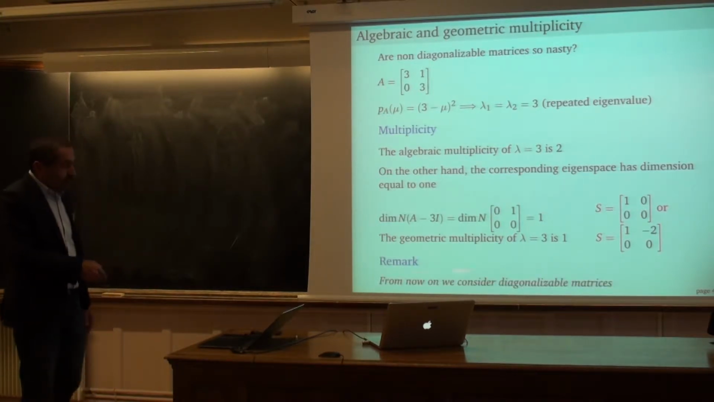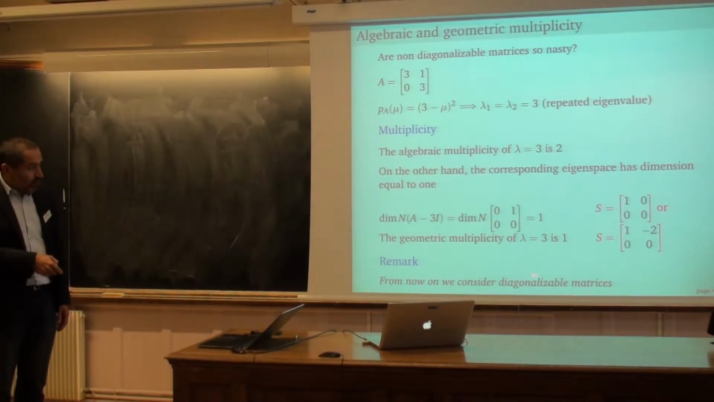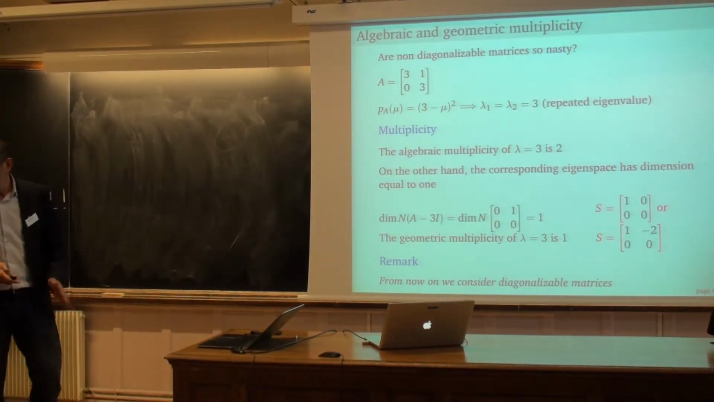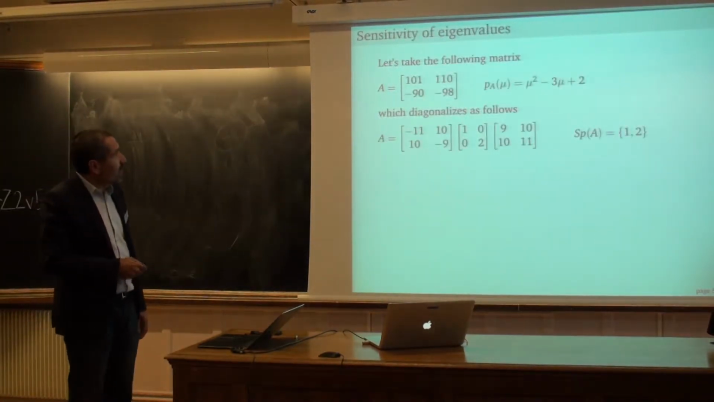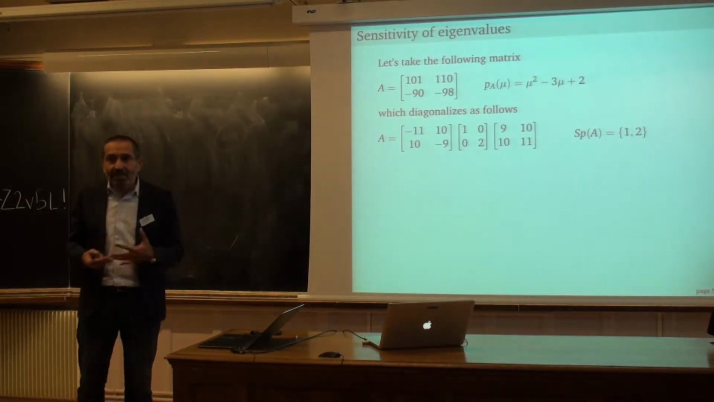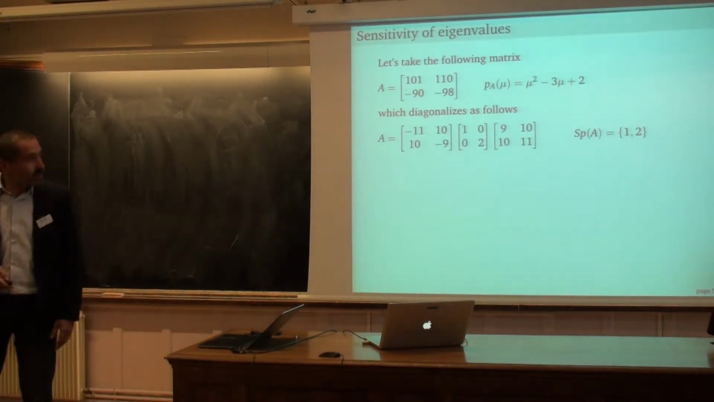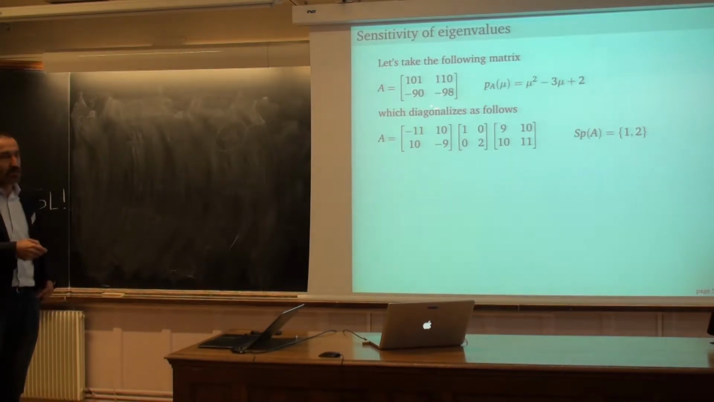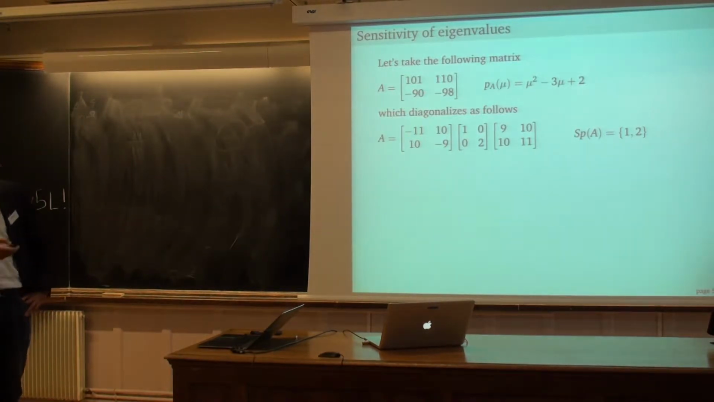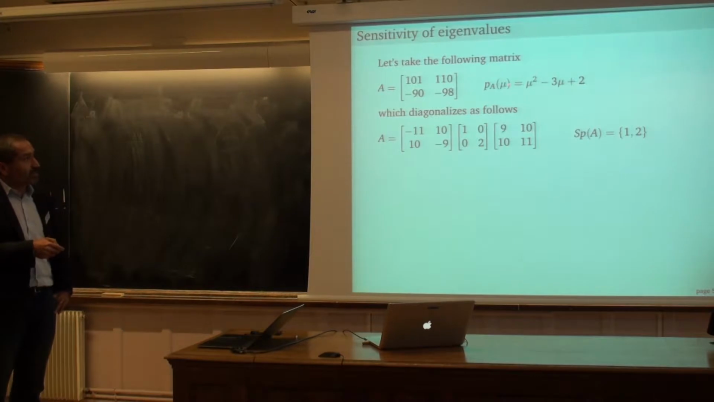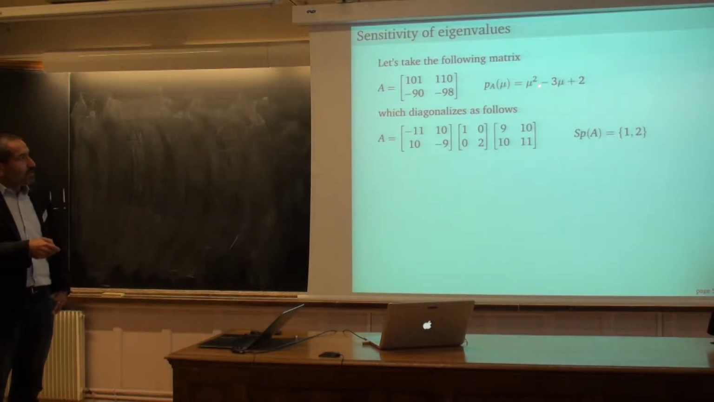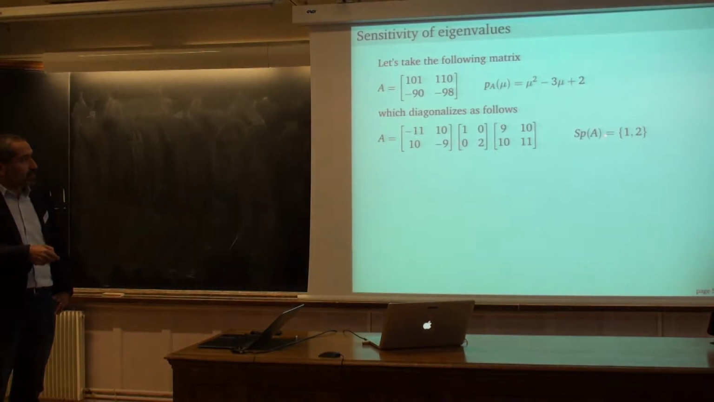From now on, this is I think what you also want to do. We consider matrices that are diagonalizable. It's clear. Now let's try to get involved with some error analysis. So let's take a 2 by 2 matrix like this one here. Very easy to compute by hand. The characteristic polynomial is this one here.